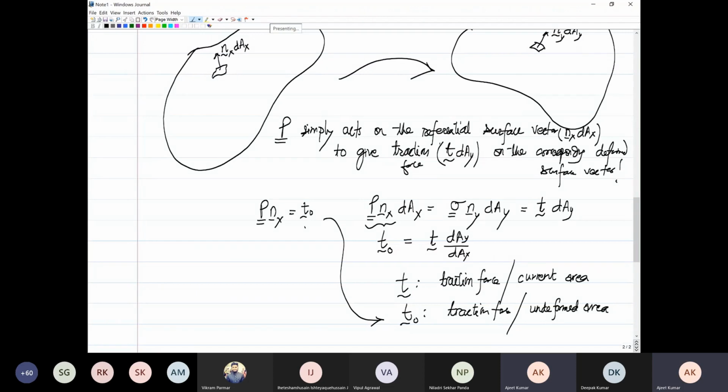Don't think again that T naught is acting in the reference configuration. That is not true. Just like V hat was not the velocity in the reference configuration. V hat was equal to V bar, right? So likewise, T naught is not something that is acting in the reference configuration. What is acting is T in the current configuration. And T naught is simply proportional to that T. And the physical meaning is it's the same traction force but per unit referential area. Is it clear to everyone? So nothing is really acting in the reference configuration.